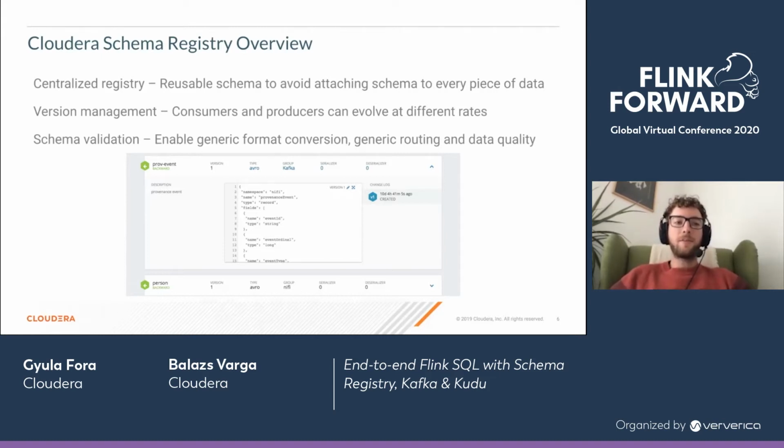Schema Registry also provides version management for the schemas that are stored there. So consumers and producers can select which version of the schema they're depending on, and they can evolve at different rates to adapt to the evolving requirements of the products. We can also use the Schema Registry clients to perform schema validation before writing messages to Kafka, which ensures data integrity and a better data quality for our pipelines.